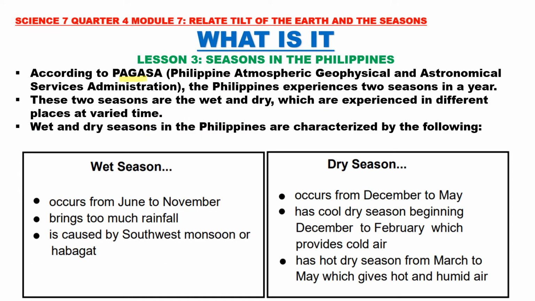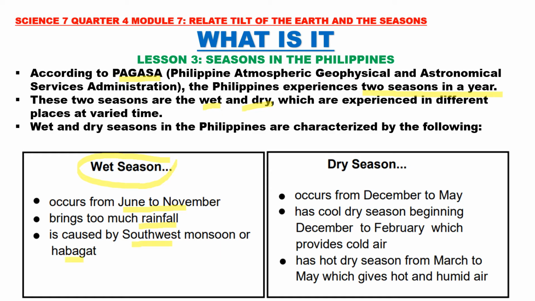According to PAG-ASA, or Philippine Atmospheric, Geophysical, and Astronomical Services Administration, the Philippines experiences two seasons in a year. These two seasons are the wet and dry, which are experienced in different places at varied times. Wet and dry seasons in the Philippines are characterized by the following. For the wet season, it occurs from June to November. It brings too much rainfall. It is caused by the southwest monsoon or habagat.